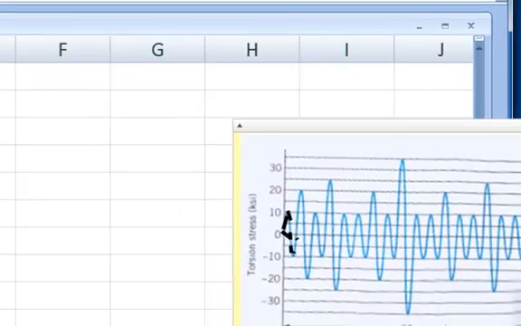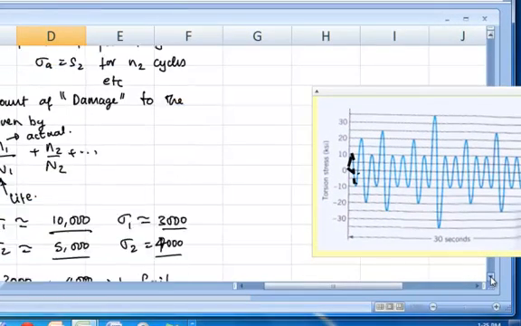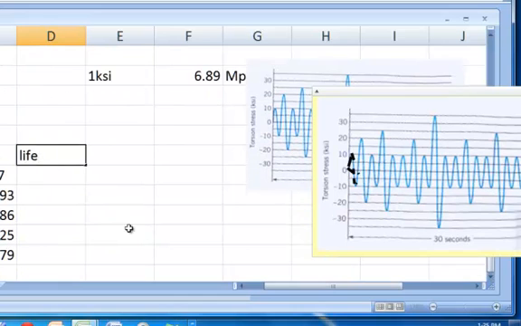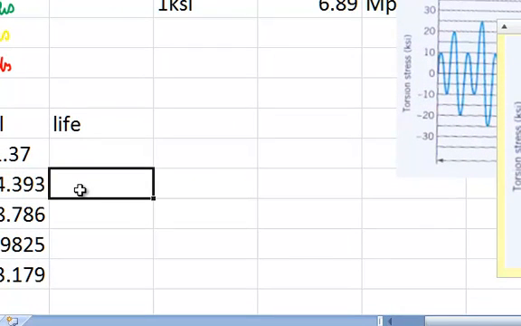So the first one says this is forever. This will last forever because it's a 94 KSI. SE is 141 KSI, so that's going to last forever, so it will have no effect. So we don't care about the 10 KSI cycles because they are not going to do any damage, because with that 10 KSI or whatever, 68.9 MPa, it's going to last forever. Now let's look at the next one.